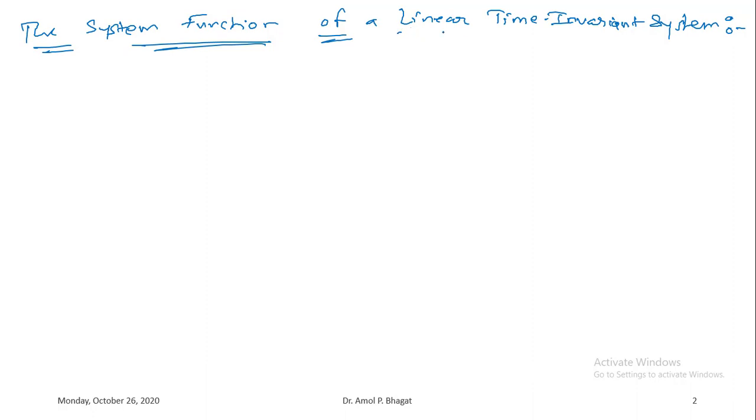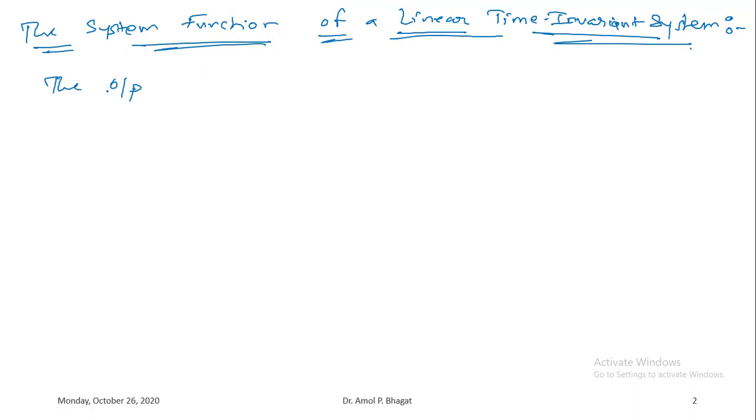The output of a relaxed LTI system to an input sequence x of n can be obtained by computing the convolution that we have seen. We can use convolution, or you can obtain the total solution of the given difference equation to identify the response of the given LTI system, right? So those two methodologies we have seen.